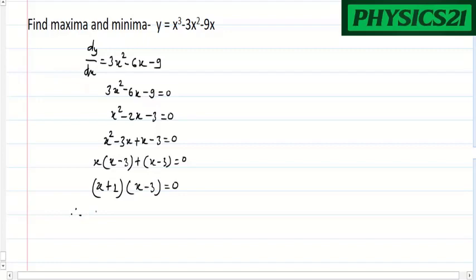It means x plus 1 equals 0 or x minus 3 is equal to 0. So there are two possible values of x: x may be equal to minus 1 or x may be equal to 3. So these are the two roots.